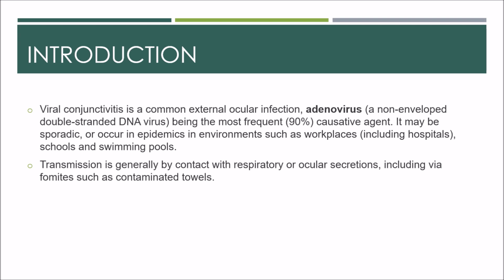The spread of this highly contagious infection is facilitated by the ability of the viral particles to survive on dry surfaces for weeks and by the fact that viral shedding may occur for many days before clinical features are apparent. Transmission is generally by contact with respiratory or ocular secretions, including via fomites, such as contaminated towels. Viral conjunctivitis is highly contagious and great care should be taken to prevent transmission of the disease.